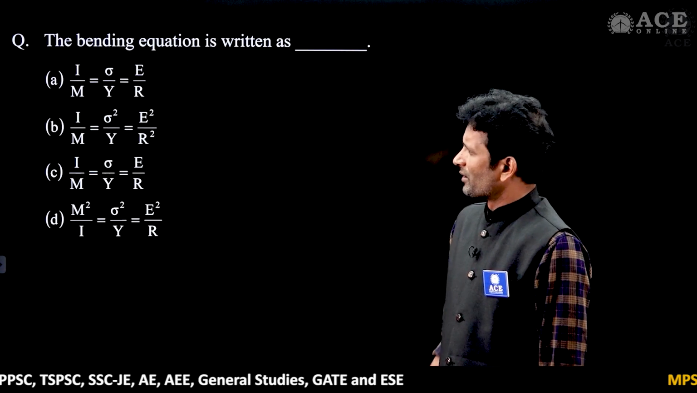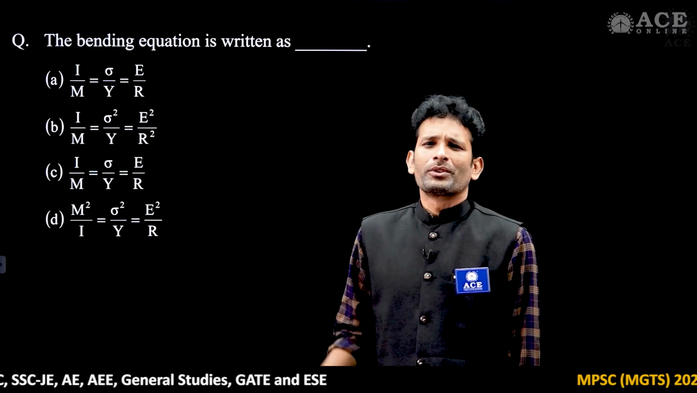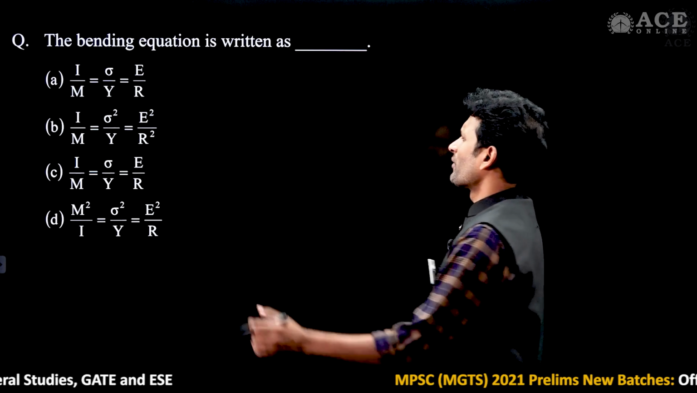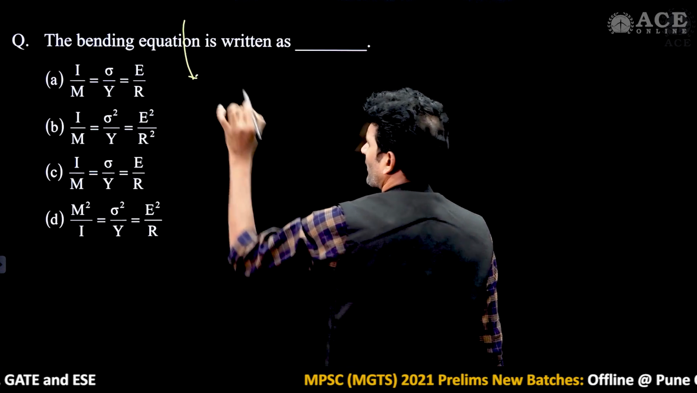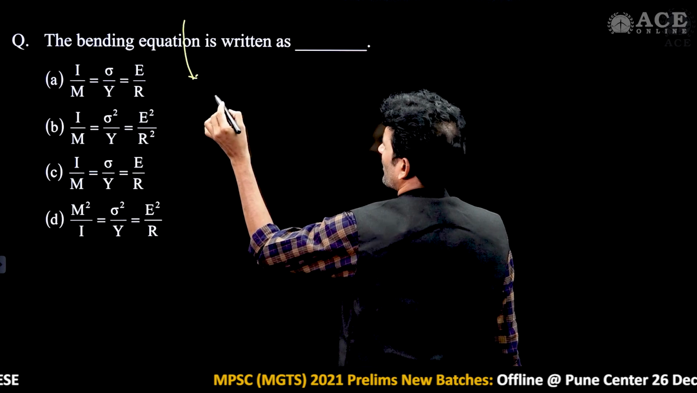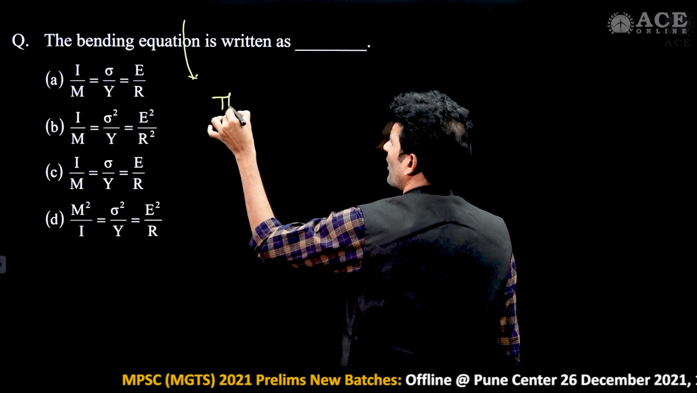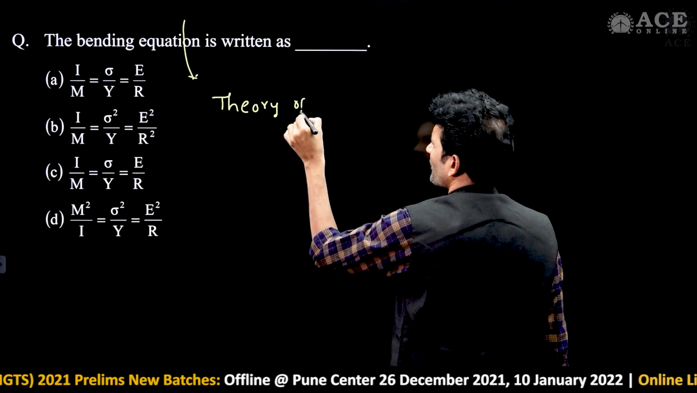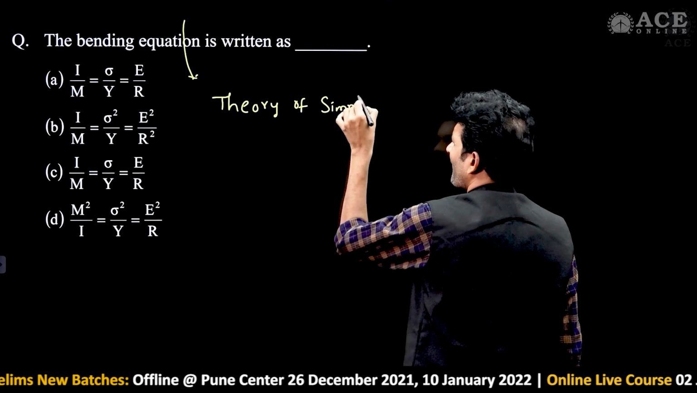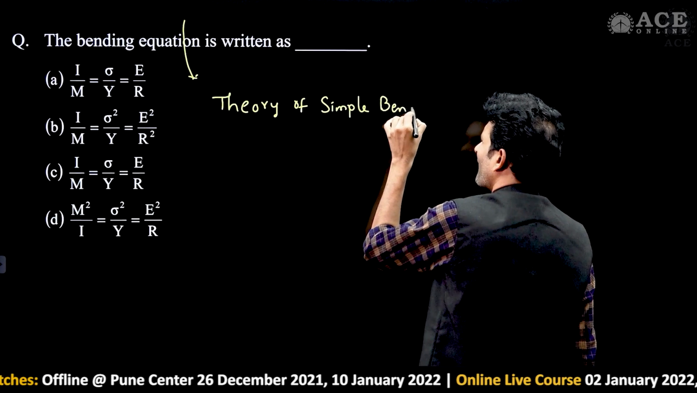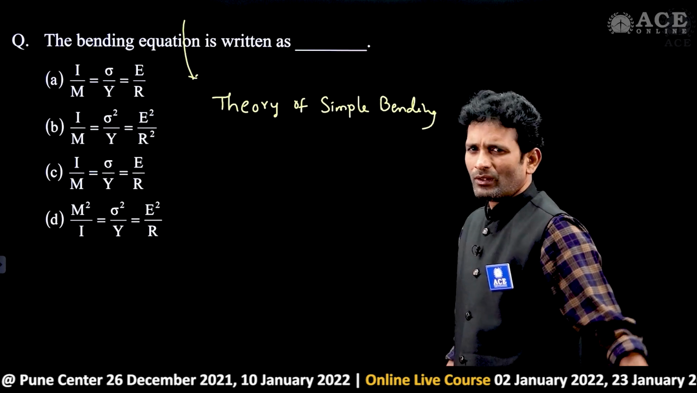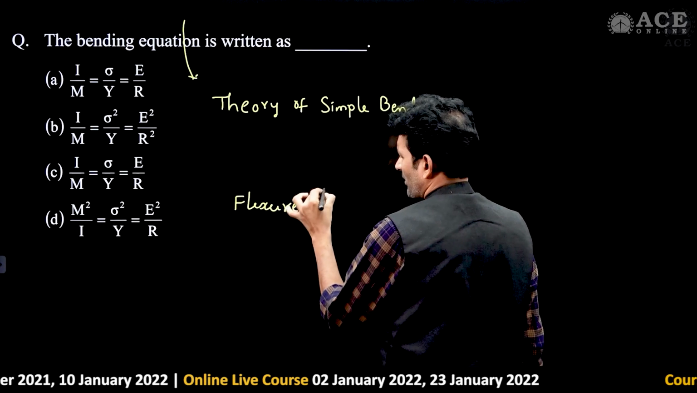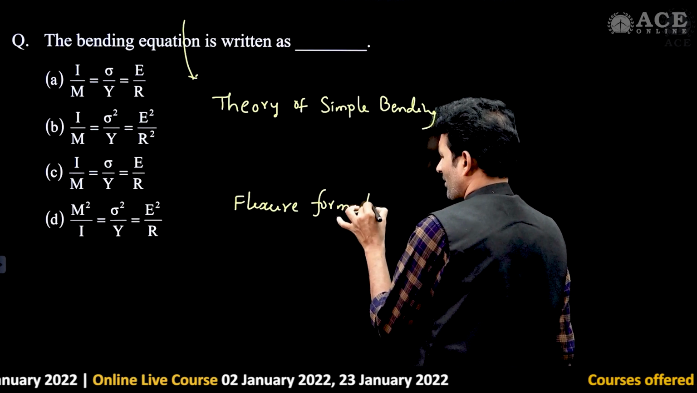Now, let us take another question. It is also a direct question. See this one. The bending equation is written as, you know, the flexure formula or bending formula. So, this question is from the concept of theory of simple bending or pure bending. Where is this question from? Theory of simple bending or pure bending concept. As we know, the flexure formula, this is a direct question.